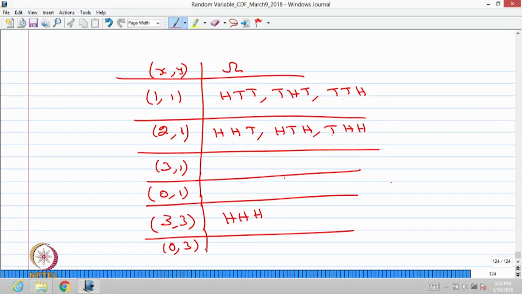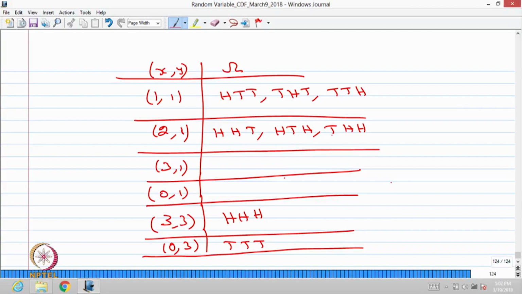Number of heads is 0 and the absolute difference is going to be 3. That is possible with tail, tail, tail. You see that there are totally 8 possible outcomes. So, one we have 3, other we have 3, and other you have 1 and 1. So, that total is going to be 8.